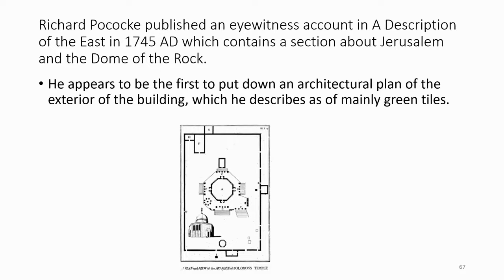Richard Pocock published an eyewitness account in a description of the East in 1745, which contains a section about Jerusalem and the Dome of the Rock. He appears to be the first to put down an architectural plan of the exterior of the building, which he describes as of mainly green tiles. Does that sound like the Dome of the Rock today? Certainly I haven't seen green tiles on the outside, so that indicates the tiles on the outside are from after this time frame.